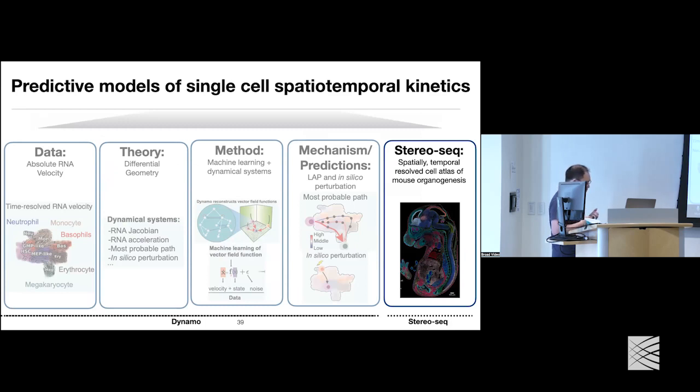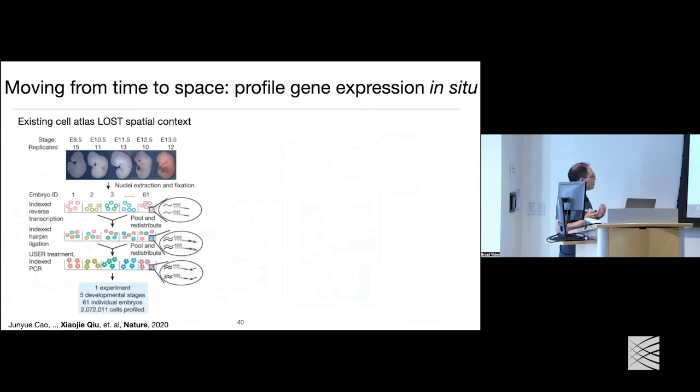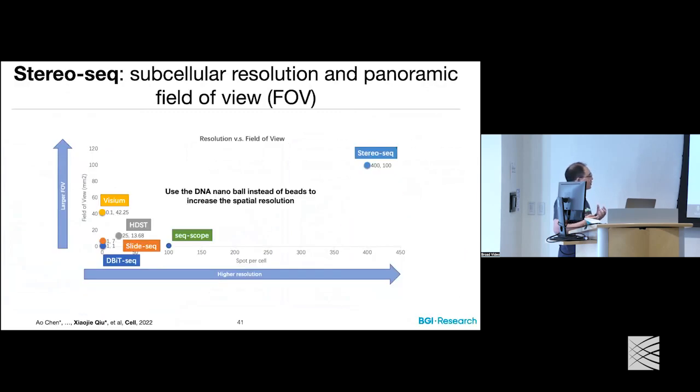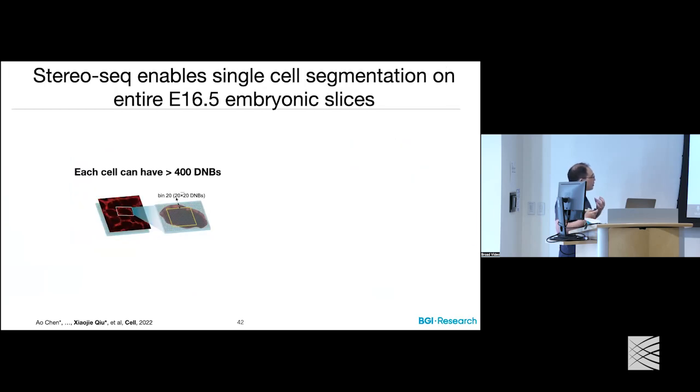Okay, I'm going to quickly go through my remaining part because I don't really have time. I'm going to skip all the published work. I'll just tell you that this Stereo-seq is awesome because it can increase the spatial resolution and field of view, and because it also has very high resolution, we can achieve single cell segmentation.